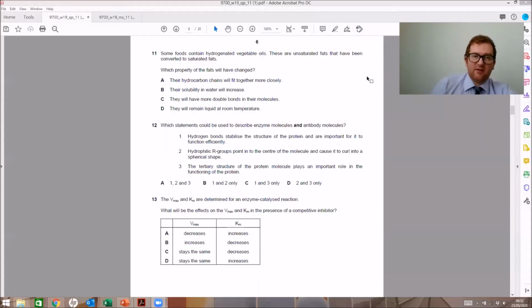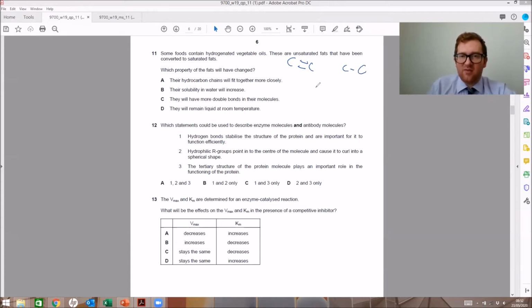Okay, question 11. Some foods contain hydrogenated vegetable oils. These are unsaturated fats that have been converted into saturated fats. Which properties have changed here? Well, you need to understand the chemical formula of saturated versus unsaturated. So the unsaturated would have the double bonds and the saturated would have single bonds.